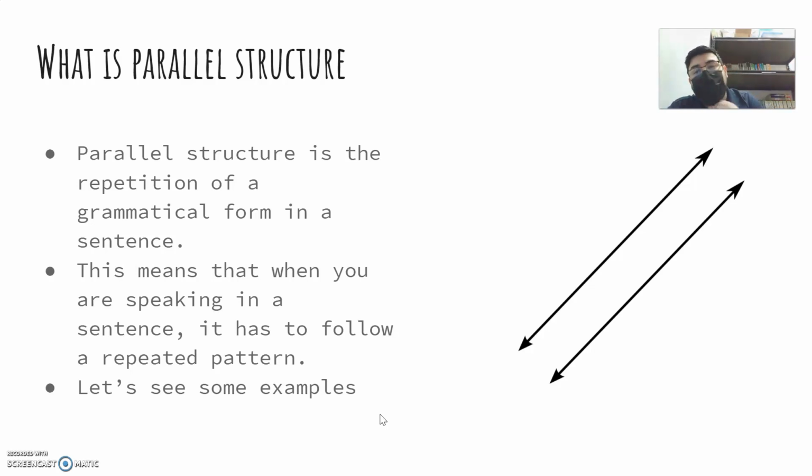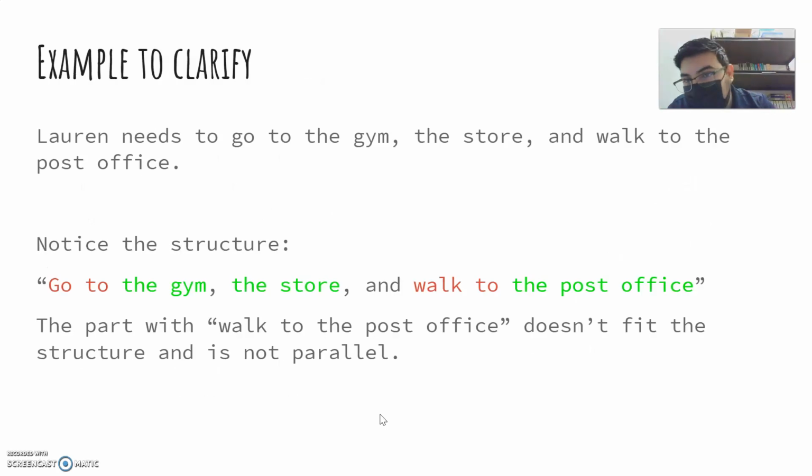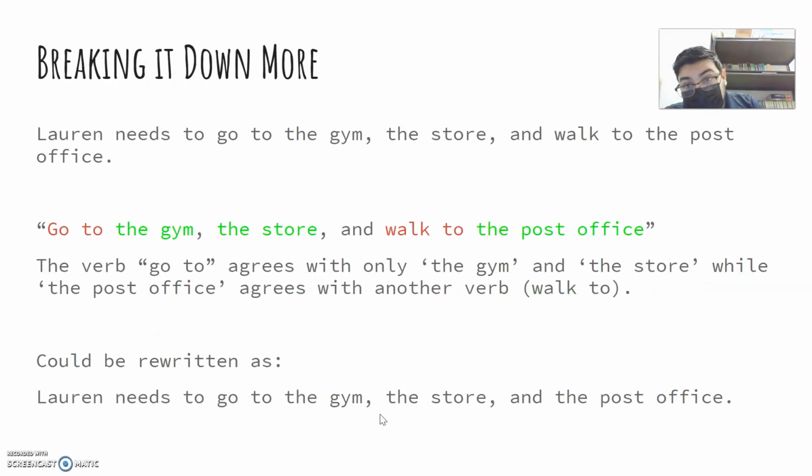Let's look at an example. Before I start, you're gonna get like, what's this dude talking about? So Lauren needs to go to the gym, the store, and walk to the post office. Notice the structure. Go to the gym, the store, and walk to the post office. The part with walk to the post office doesn't fit the structure and is not parallel. It may sound better in your head, but writing it out, it doesn't flow. It doesn't have the same thing because you're just saying the gym, the store, and so it should just say the post office, all right?